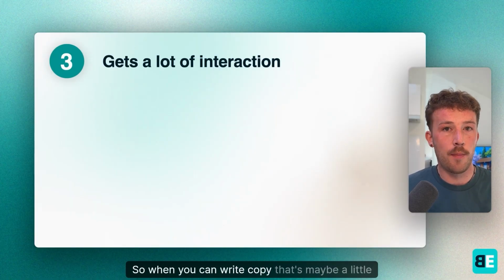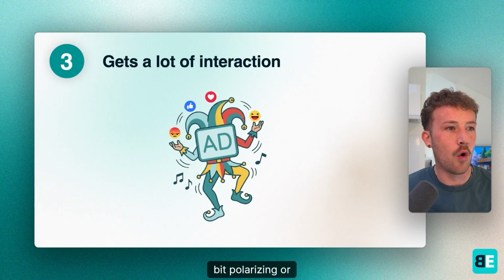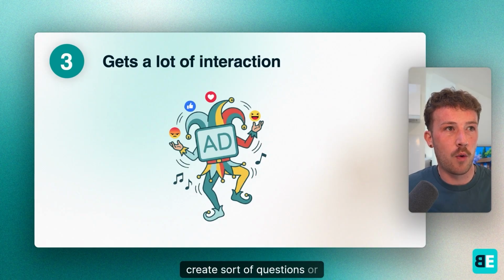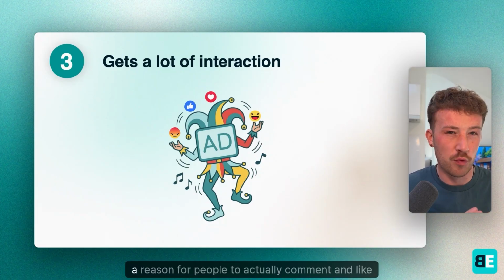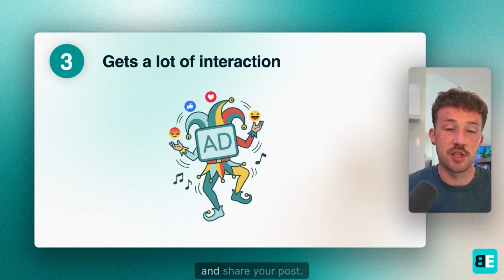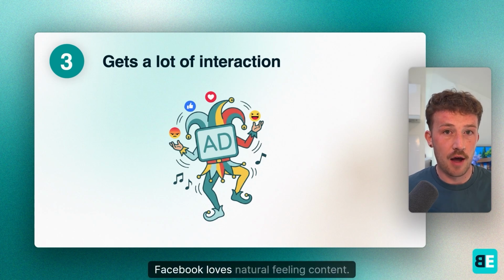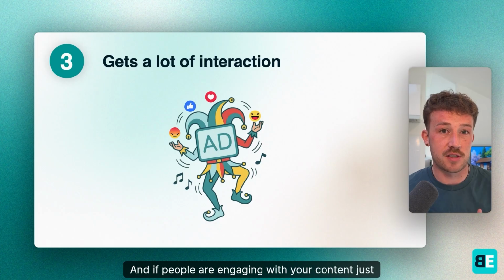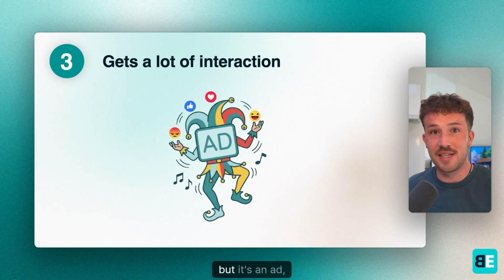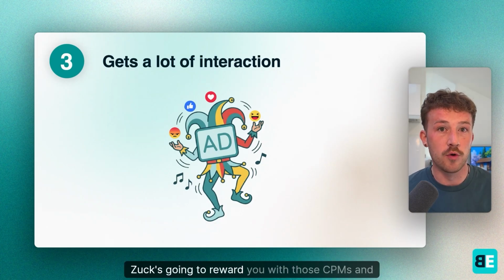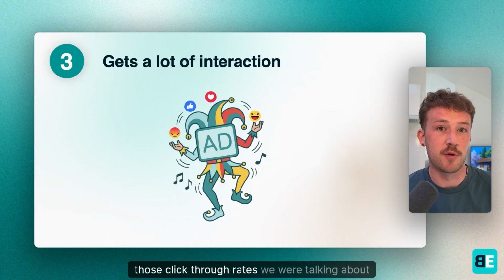So when you can write copy that's maybe a little bit polarizing or create sort of questions or a reason for people to actually comment and like and share your post, Facebook loves natural feeling content, and if people are engaging with your content just like they would any organic post, but it's an ad, Zuck's going to reward you with those CPMs and those click-through rates we were talking about earlier.